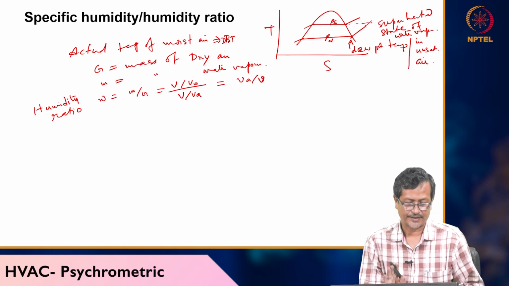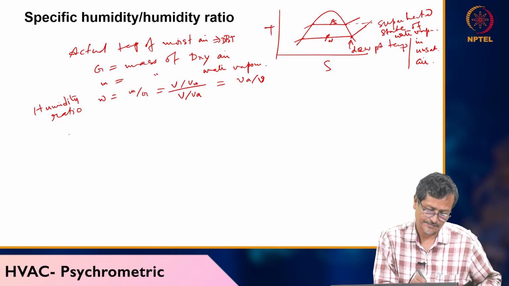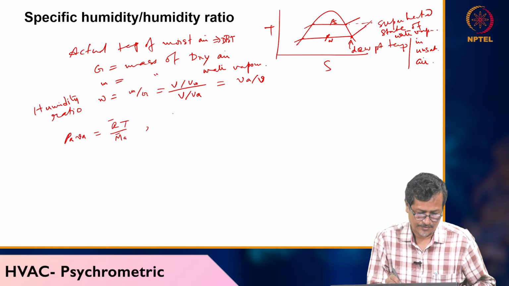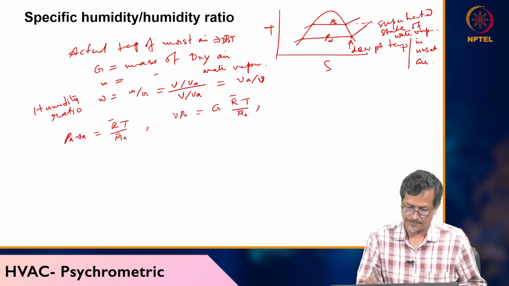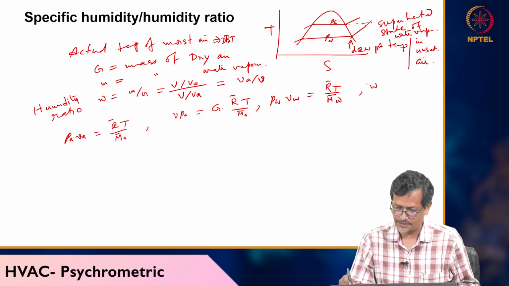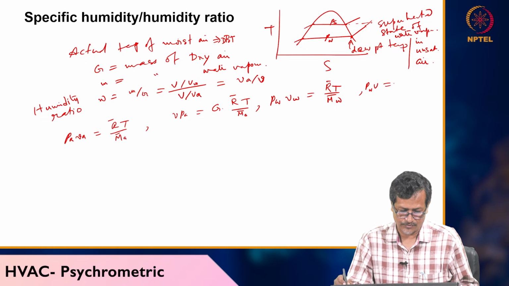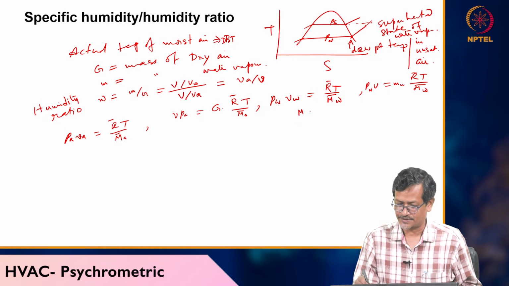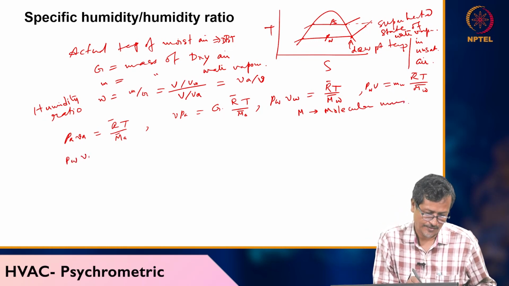Okay, since both dry air and water vapor behave individually as ideal gas, PA VA equals G RT by MA, and PW VW equals RT by MW, so PW V equals G RT by MW. Here G is the dry air mass, which I already have written, and capital M is the molecular mass.